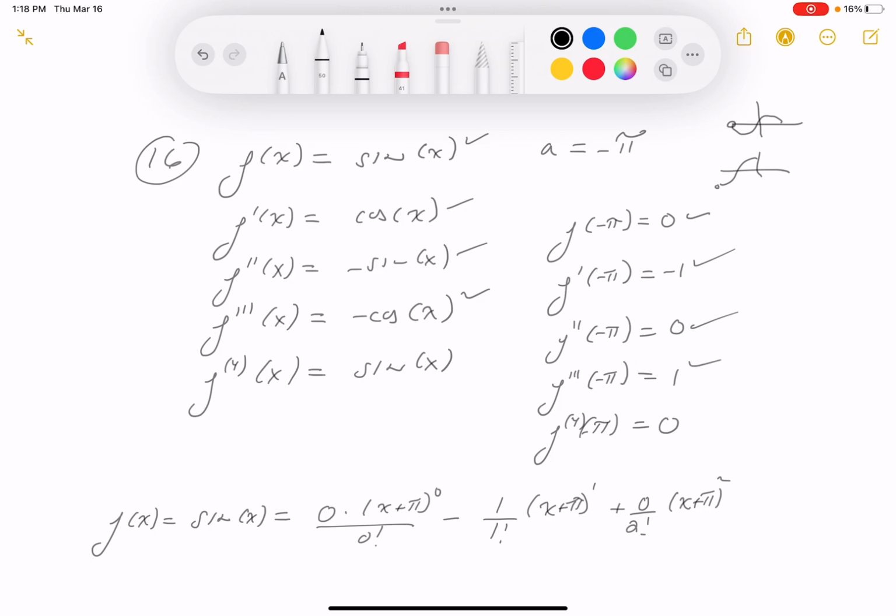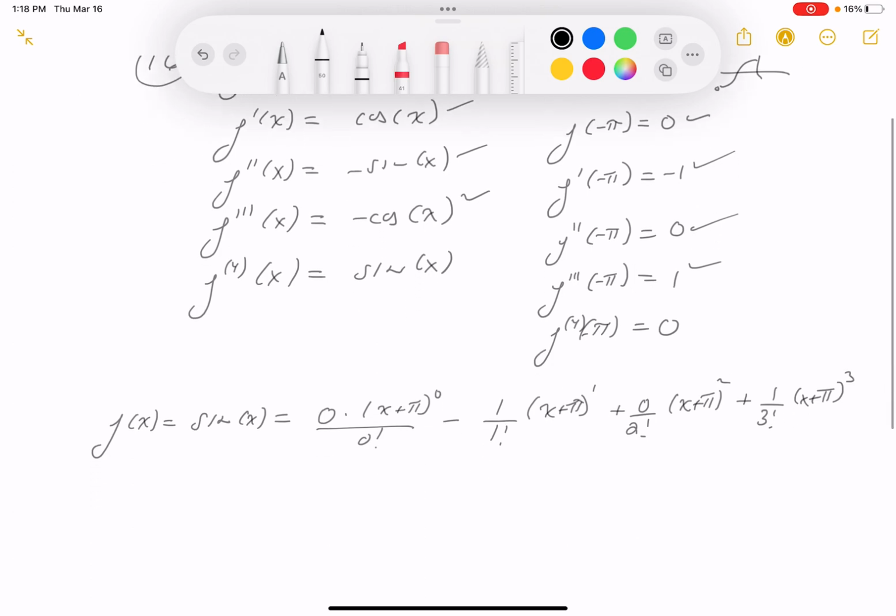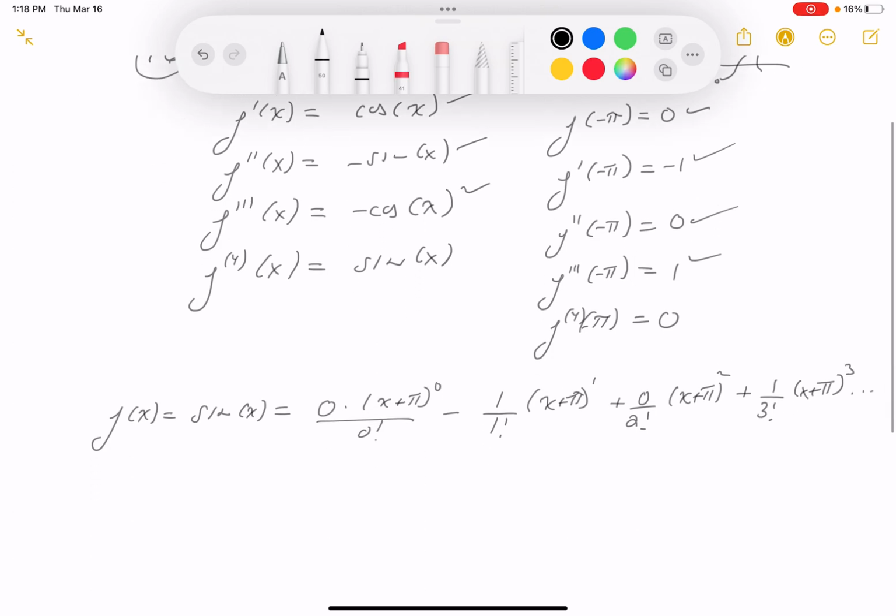Then you're going to get what? 1, and that's going to be over 3 factorial x plus pi to the 3. I think you get the idea. This goes on. Let's write this over here in a more compact way. The sum. All right, so we're going to start at 0 and go off to infinity.